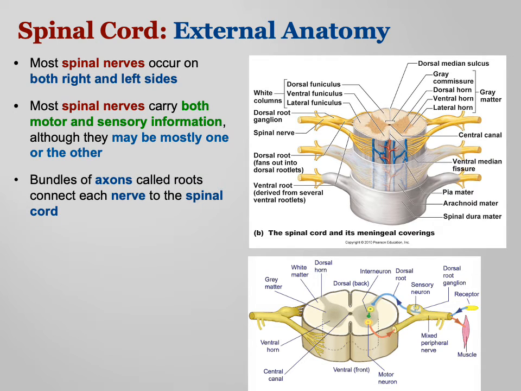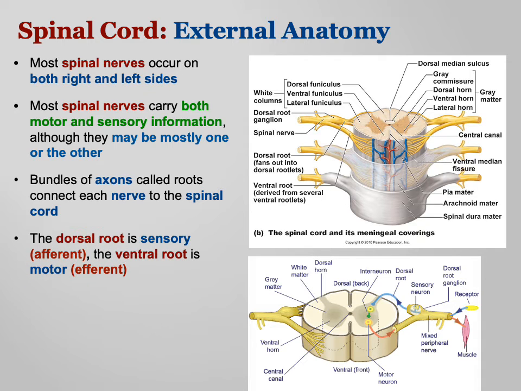Now, bundles of axons called roots connect each nerve to the spinal cord. So look in the diagram there. You can see where the roots are, all right? The spinal nerve appears to branch as it gets close to the spinal cord, and we have a dorsal root and a ventral root. Dorsal and ventral mean the same thing they've meant the entire semester, all right? So the dorsal root is on the back side, the ventral root on the front side.